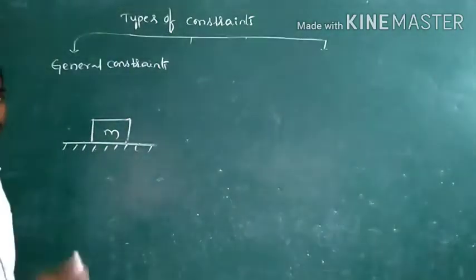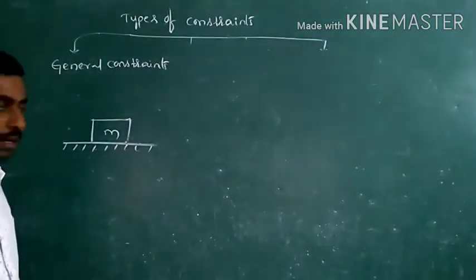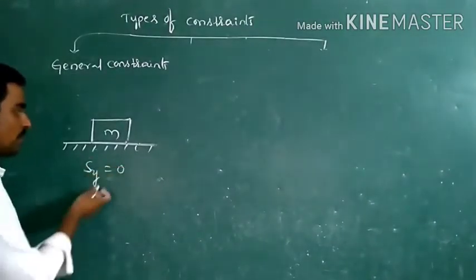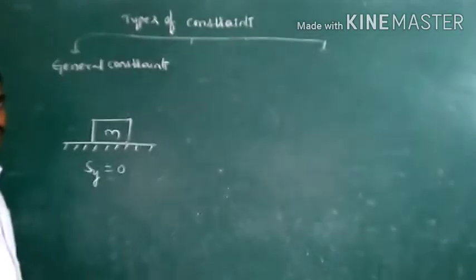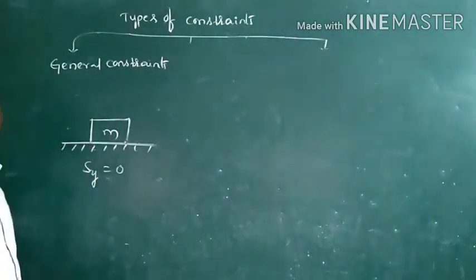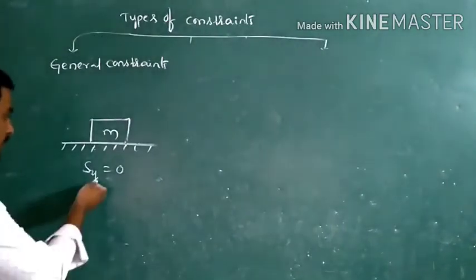So what are the kinematical quantities along the downward direction? Displacement along the y direction is equal to 0 because it is placed on the surface. It is stopped. The body has been stopped. There is no chance for it to move in the downward direction. Okay, right.